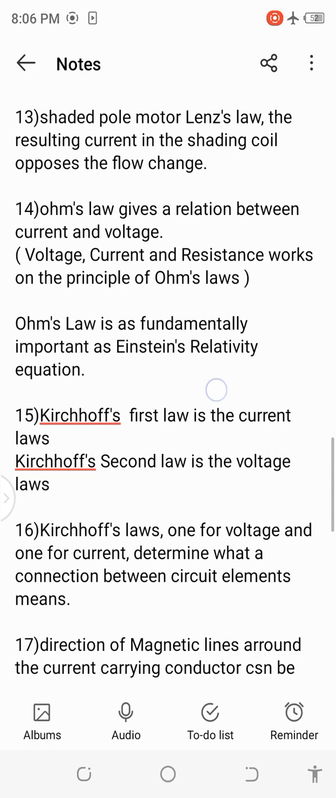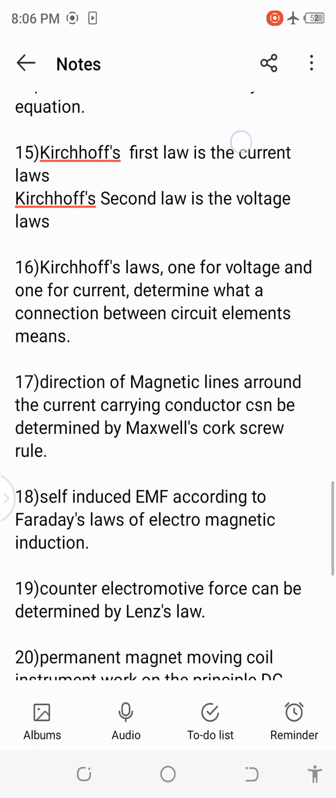15. Kirchhoff's first law is the current law. Kirchhoff's second law is the voltage law. 16. Kirchhoff's laws, one for voltage and one for current, determine what a connection between circuit elements means. 17. Direction of magnetic lines around the current-carrying conductor can be determined by Maxwell's corkscrew rule.